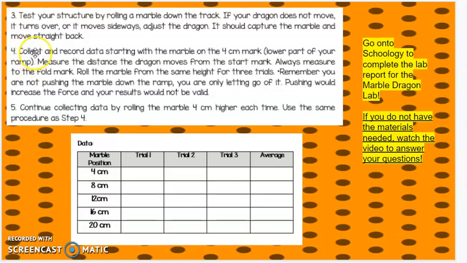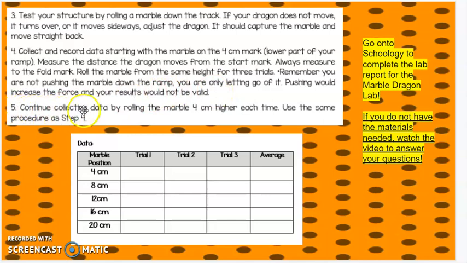Number 4, collect and record data starting with the marble on the 4 centimeter mark, lower part of your ramp if need be. Measure the distance the dragon moves from the start mark. Always measure to the fold mark. Roll the marble from the same height for 3 trials. Remember, you are not pushing the marble down the ramp. You are only letting go of it. Pushing would increase the force and your results would not be valid.